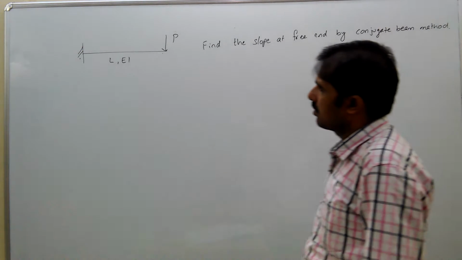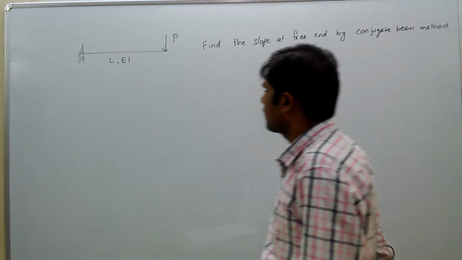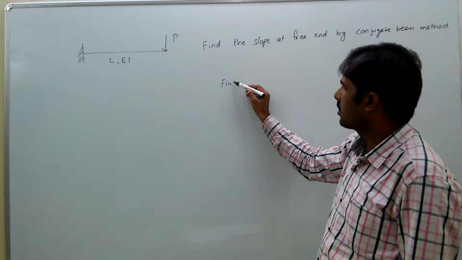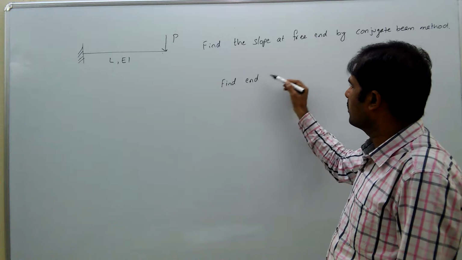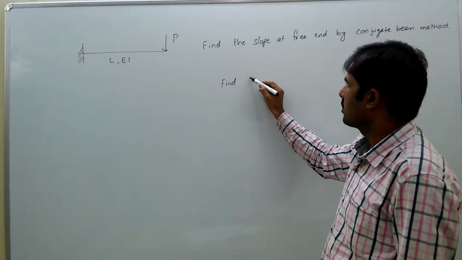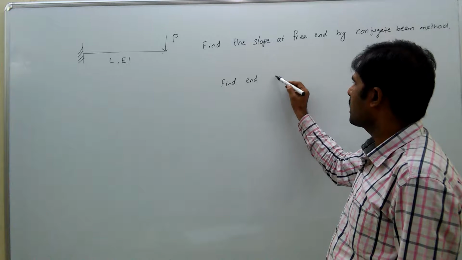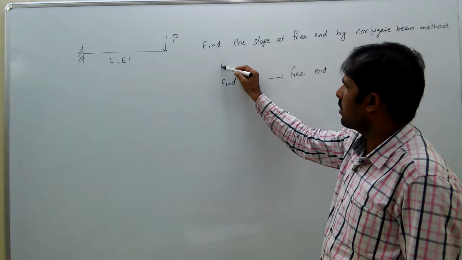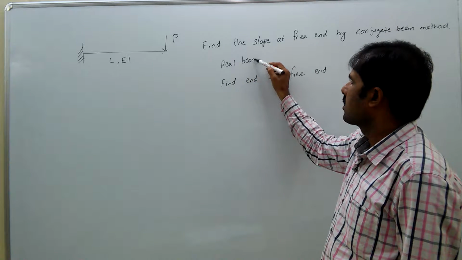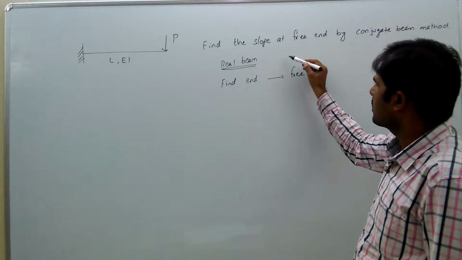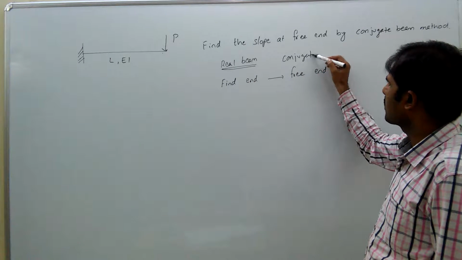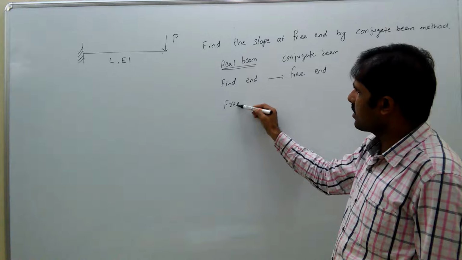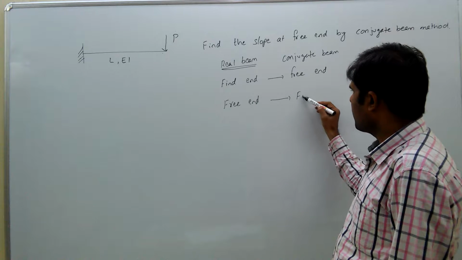Here we have certain rules to form a conjugate beam. That means a fixed support or fixed end becomes a free end. That means in the real beam, if a fixed end is there, in the conjugate beam it becomes a free end. If a free end is there, that becomes a fixed end.